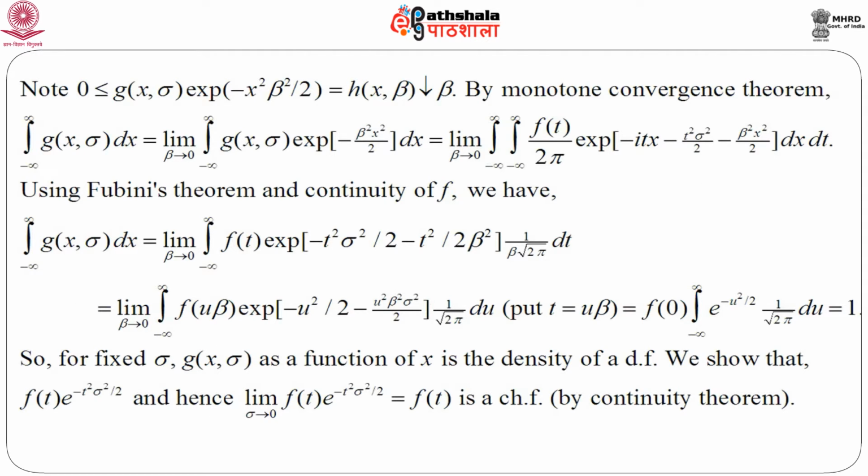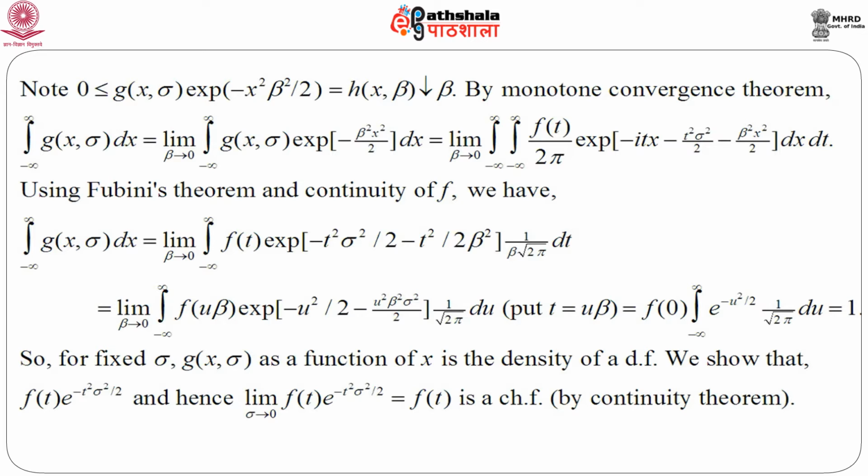So, let us note one important thing: if we consider 0 less than or equal to g(x, sigma) e to the power minus x square beta square by 2, and denote this entire thing by h(x, beta), it is seen that this is a decreasing function in beta. Since this is decreasing, we can immediately apply the monotone convergence theorem to get the integral from minus infinity to infinity equal to the limit, because we are defining the sequence with respect to beta, as beta goes to 0.